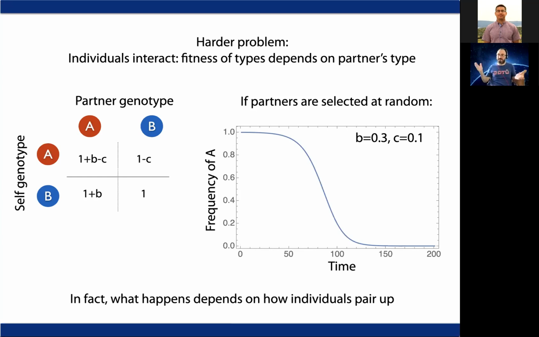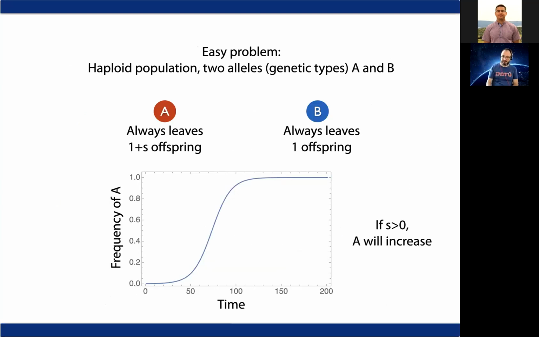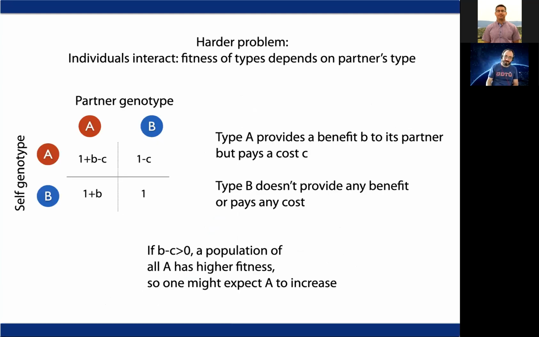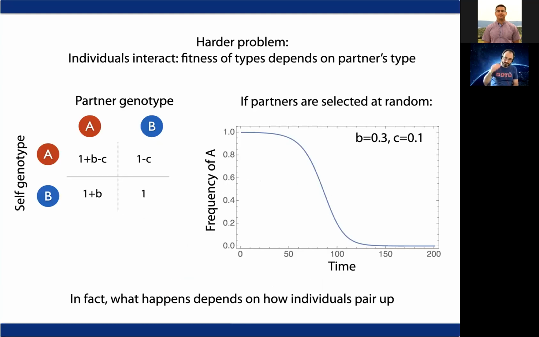Which is the opposite of the very simplest case in haploid population genetics, where if S is positive, A will increase, and if S is negative, A will decrease. In either case, the mean fitness of the population goes up. Here, the mean fitness of the population is actually going down. So that's the dilemma. That's the harder problem when individuals interact.